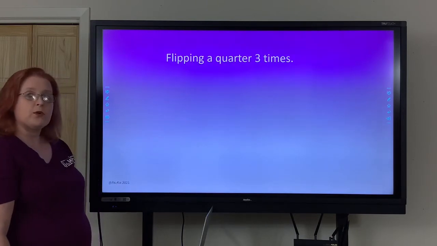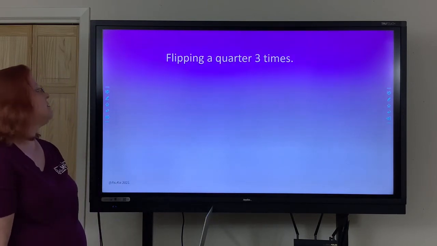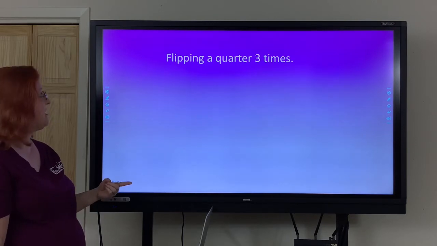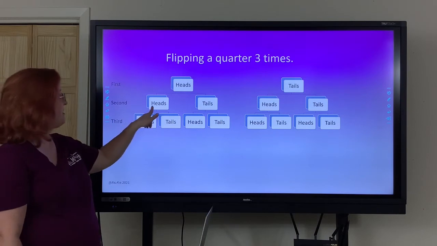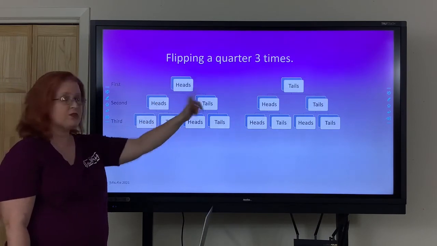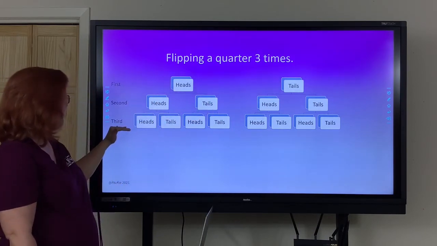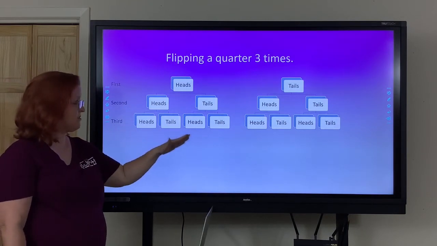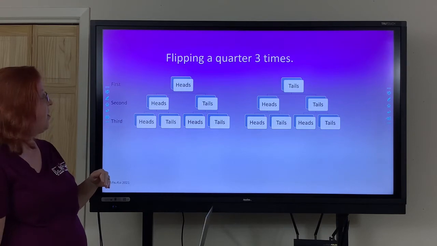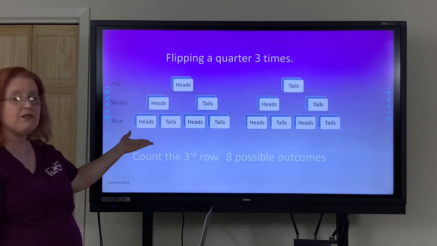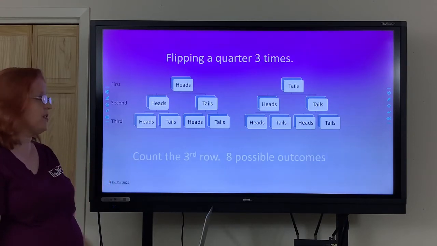All right, what if we flip a quarter 3 times? Our first action would be heads or tails again. Our second would be heads or tails both times. And then our third would be heads or tails for each of those. And again, you count the last row. If you count the last row, it would be 8 possible outcomes.